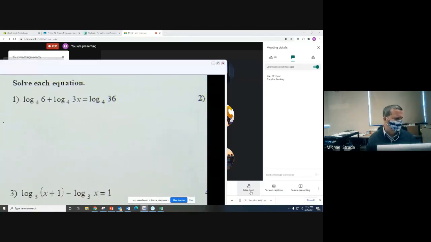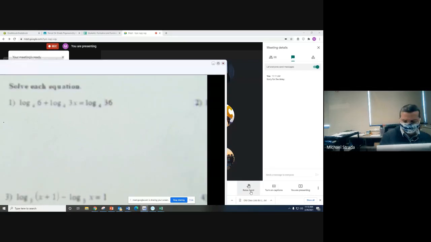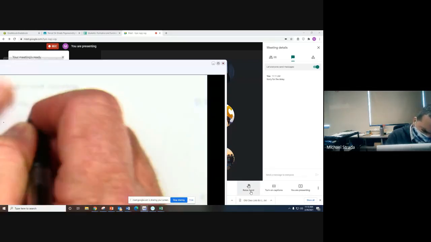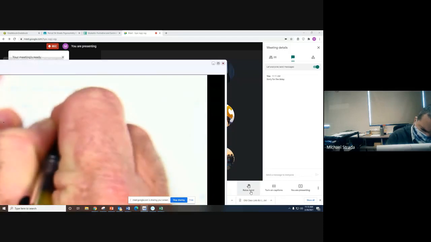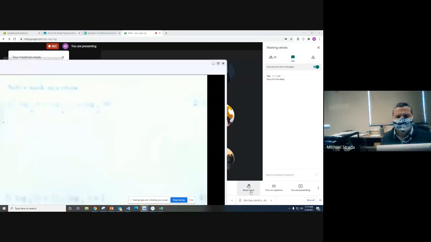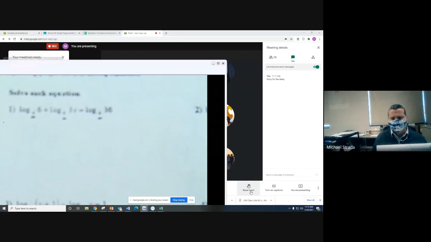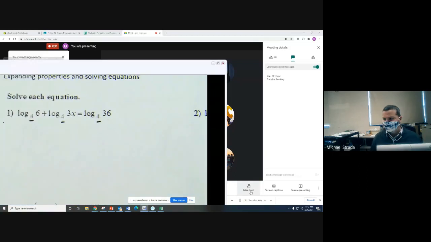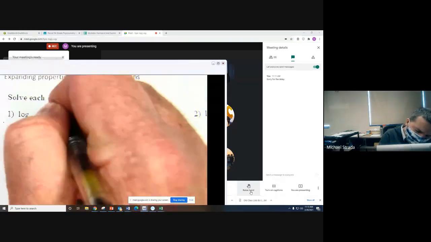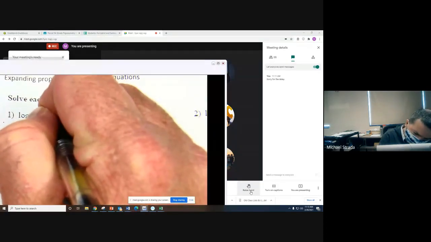So idea number one, log 4 of 6 plus the log 4 of 3x equals log 4 of 36. So these all have logs of the same base. Eventually our goal is to get it to be one to one, and that way we can just cancel out the log part. What we're going to do is condense.